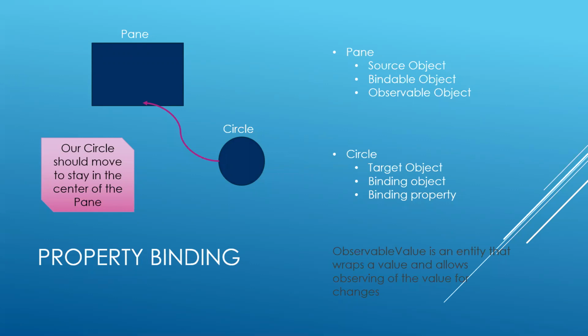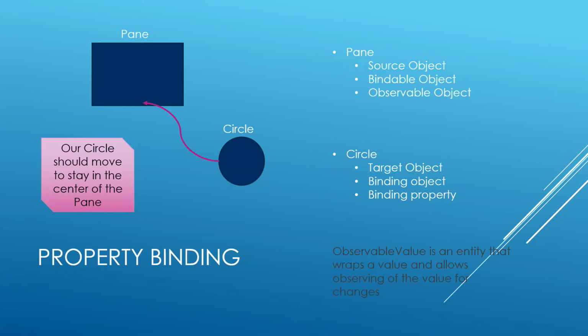Here we have a pane. On our window pane, we've placed a circle. Whenever we move that pane, we would like our circle to stay in the center of the pane. We can do that by setting property binding.